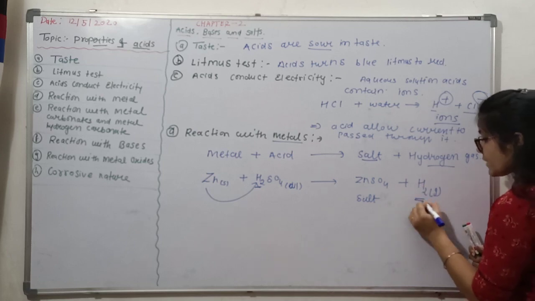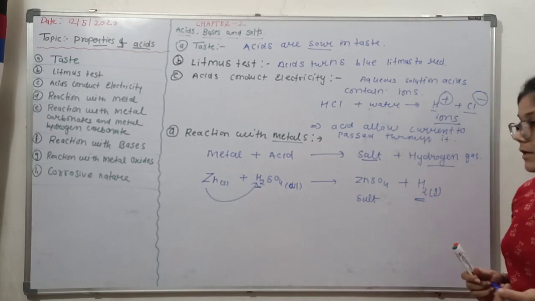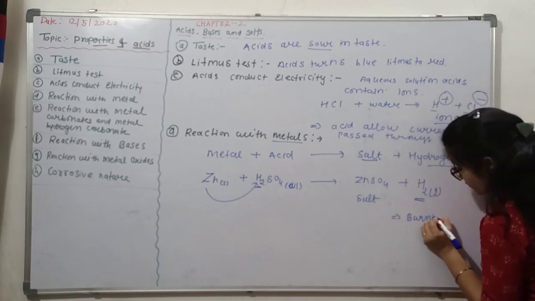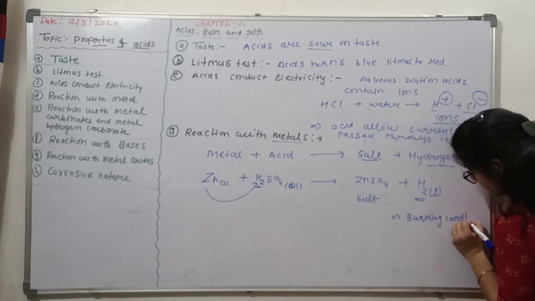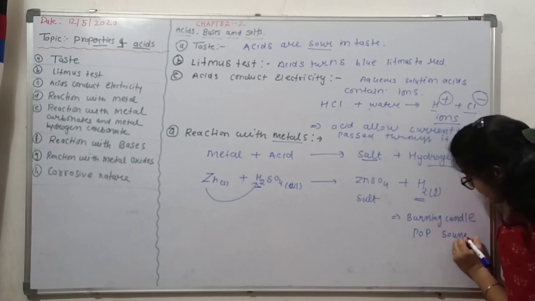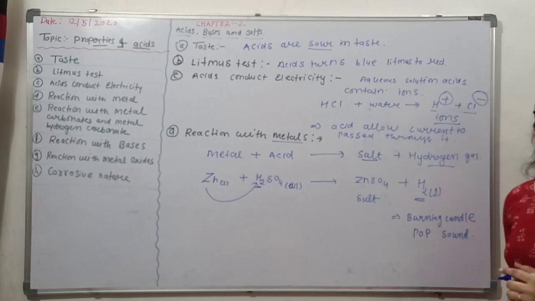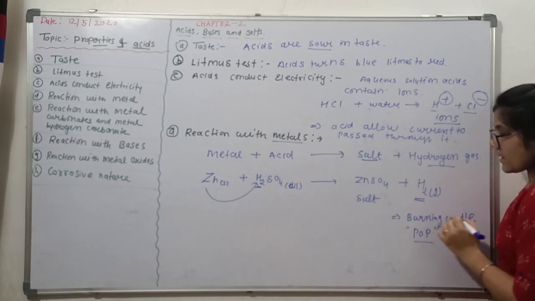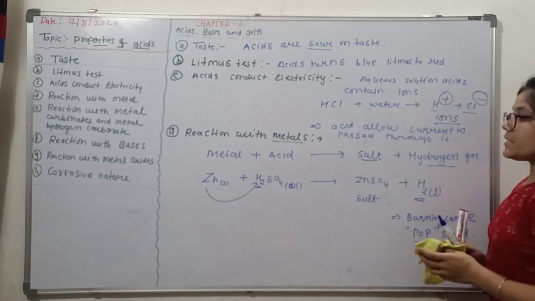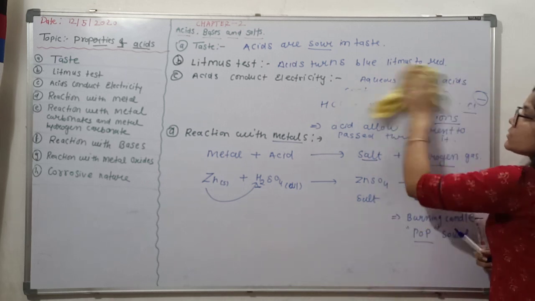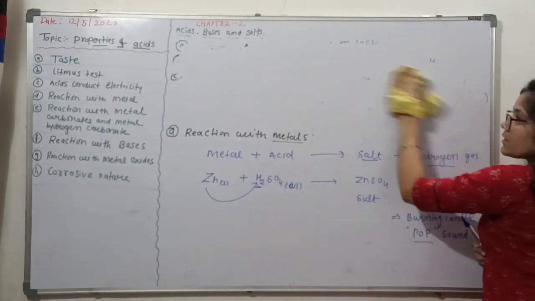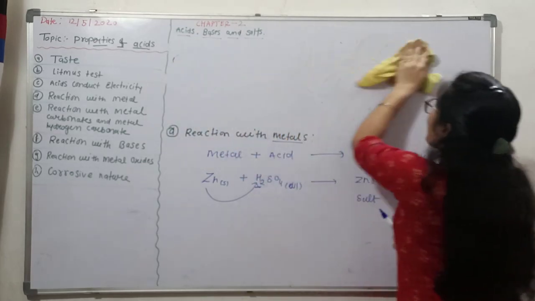The hydrogen gas evolved can be identified by bringing it near a burning candle, so it produces a pop sound. Remember, only hydrogen gas produces a pop sound. This we can discuss with the help of an activity. These are the first four properties of acid. Let's draw an activity for the reaction of acid with metals.